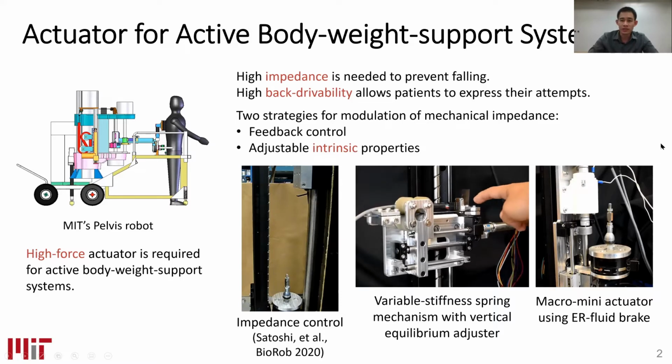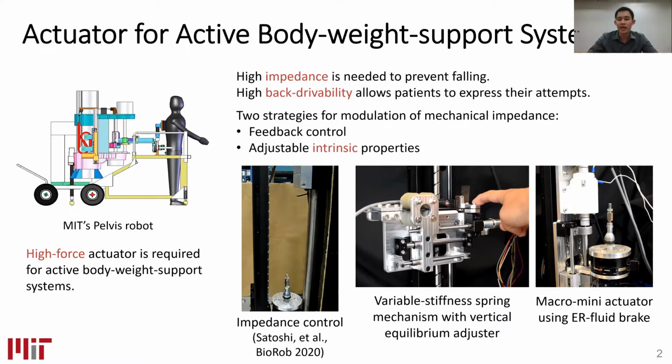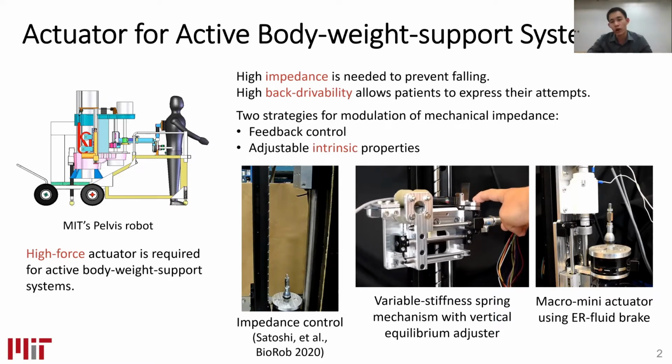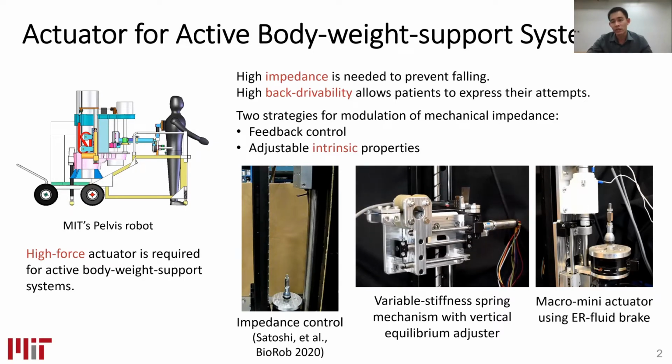For adjustable intrinsic property, in the second video, which is what we are going to focus on today, is the variable stiffness spring mechanism. When we adjust the position of the roller support, we can adjust the stiffness at the endpoint, the interaction between the human and the robot at the endpoint.